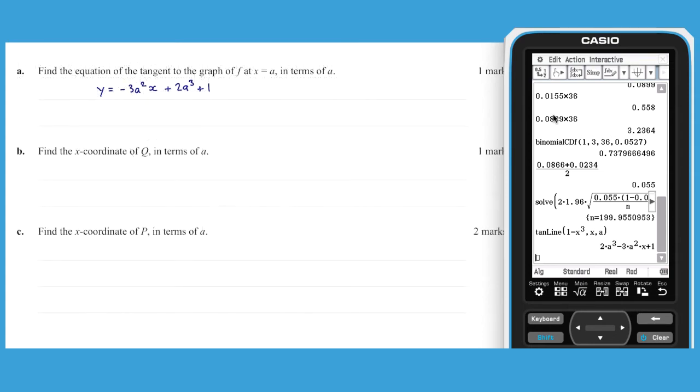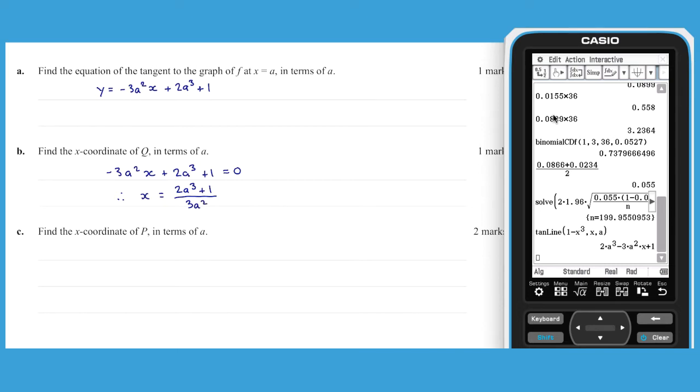Part B. The x-coordinate of Q, the y-intercept of the tangent, can be found by setting the tangent's equation equal to 0. This equation can be solved with some relatively simple rearrangement.